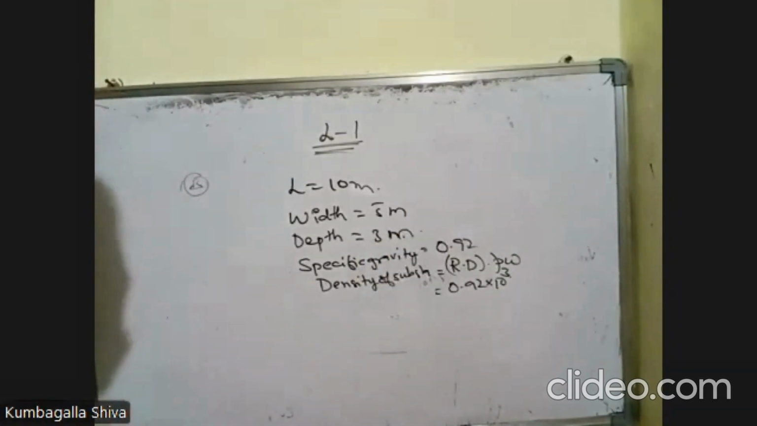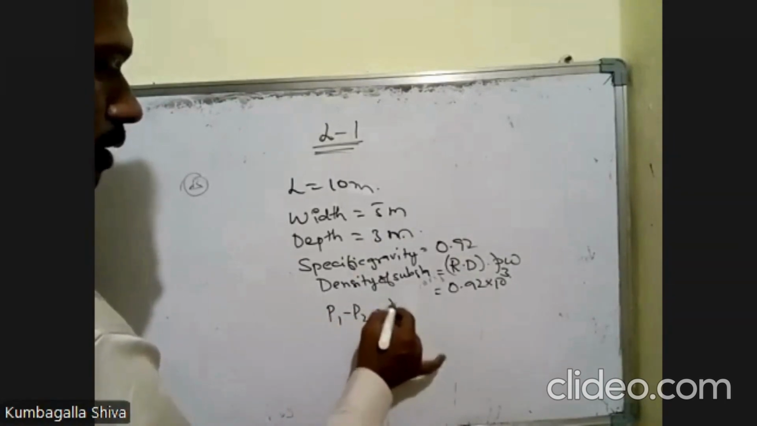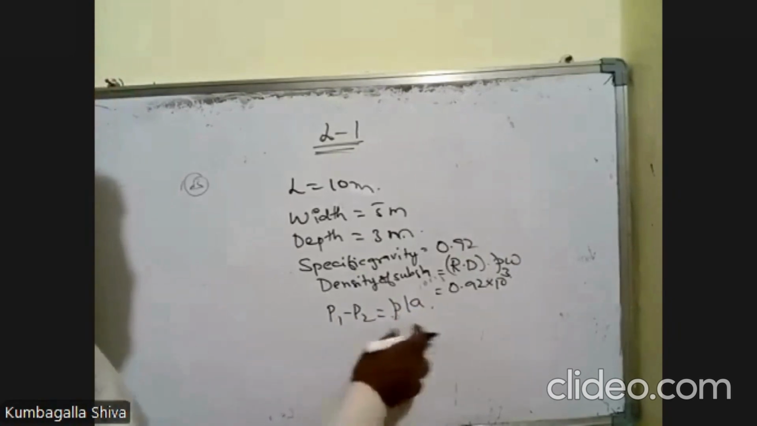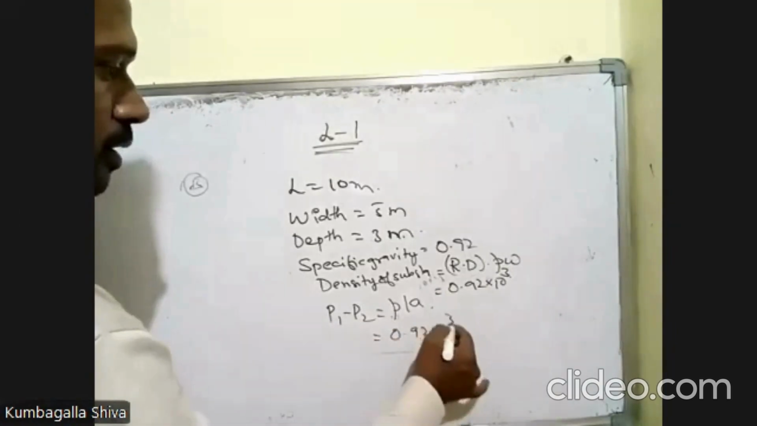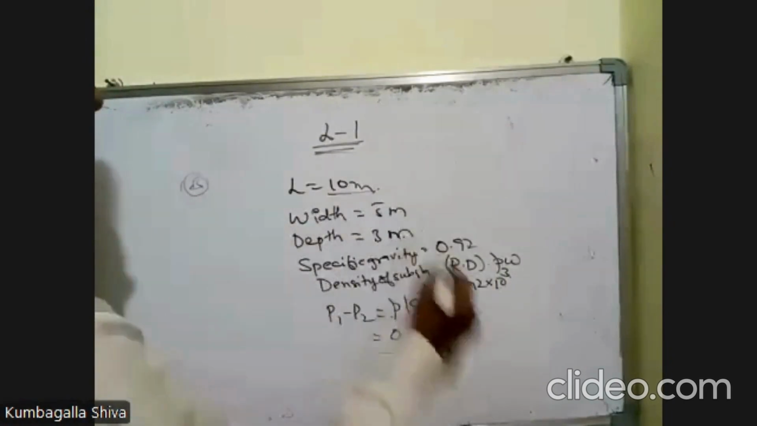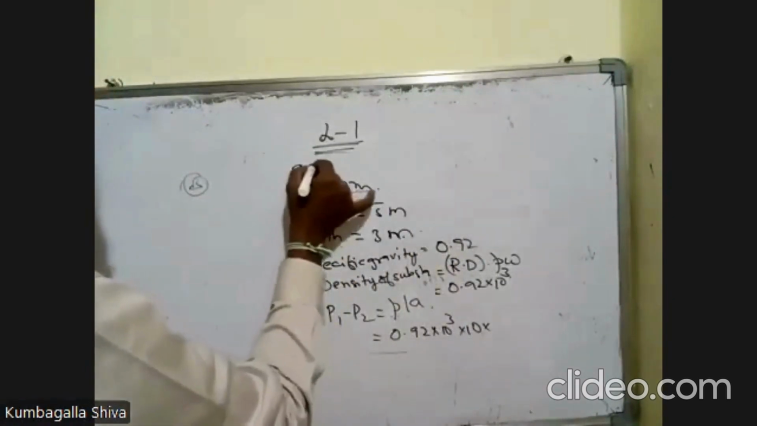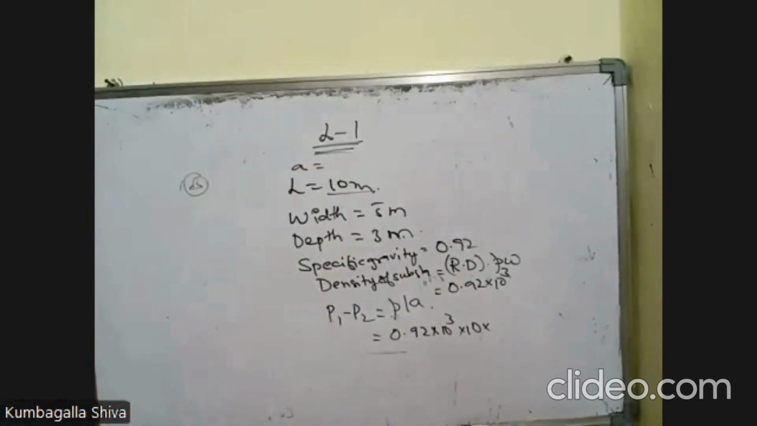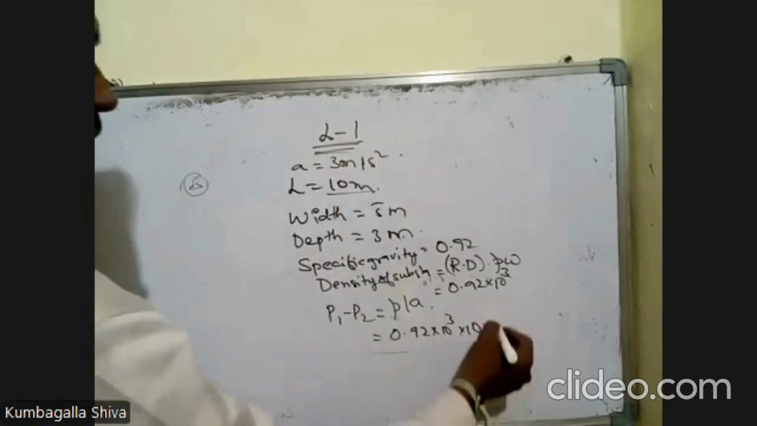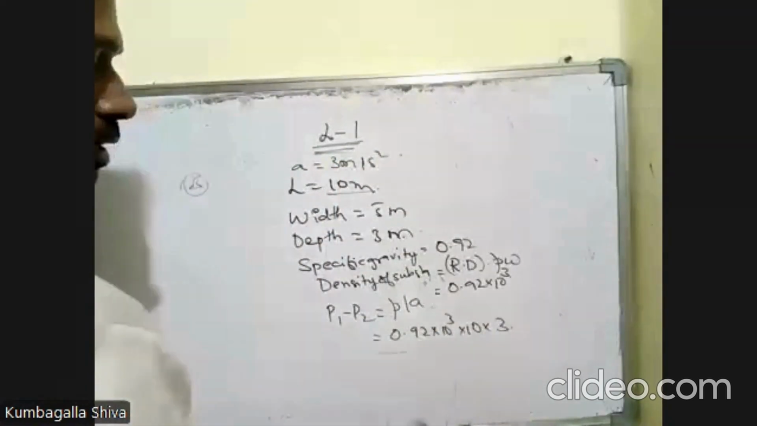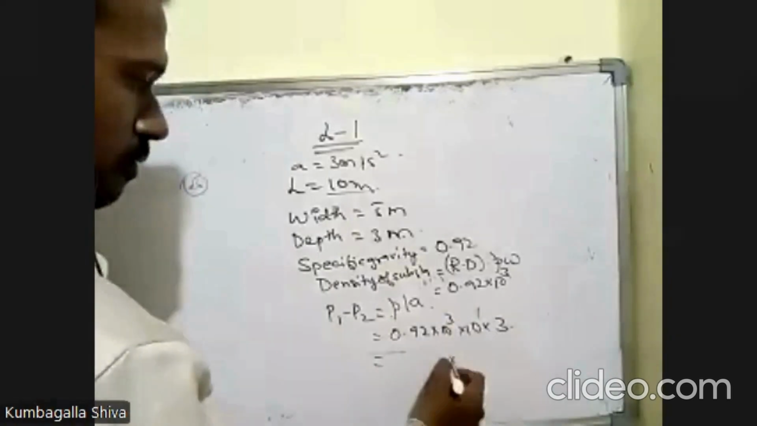Now what is the formula they are asking? Pressure difference, P1 minus P2 is equal to rho l a. Just now we have done one problem. Rho l a. Density is given as 0.92 into 10 power 3. The length they have given is 10 meters. The acceleration given in the problem is 3 meters per second square. If you multiply, you get 10 power 1 into 10 power 3, that is 10 power 4.